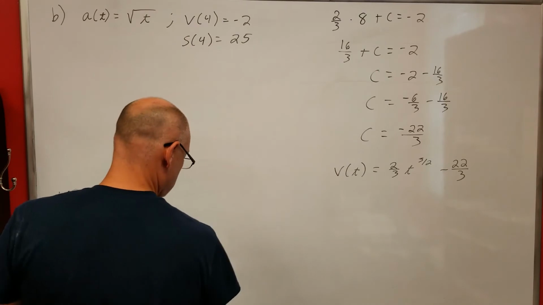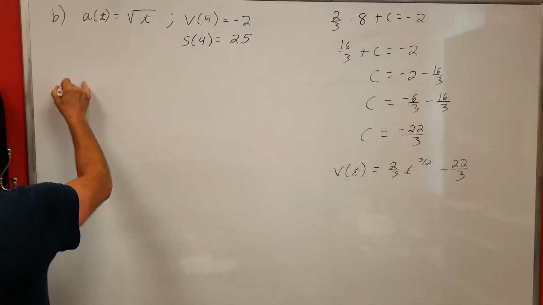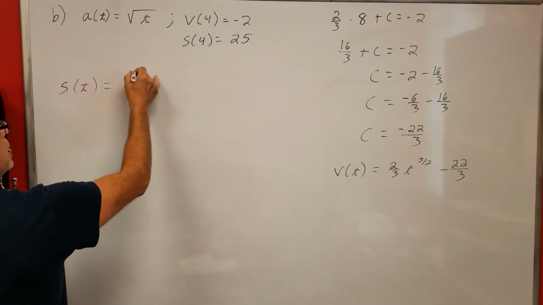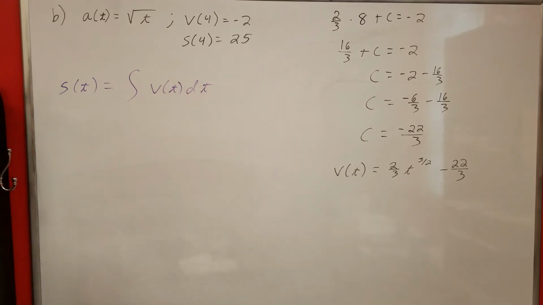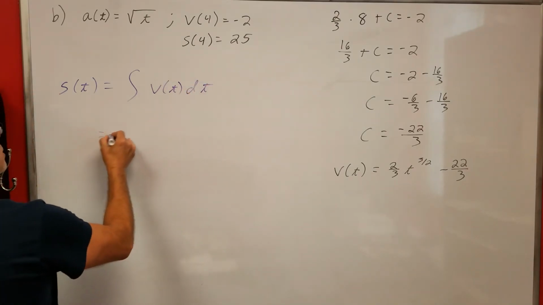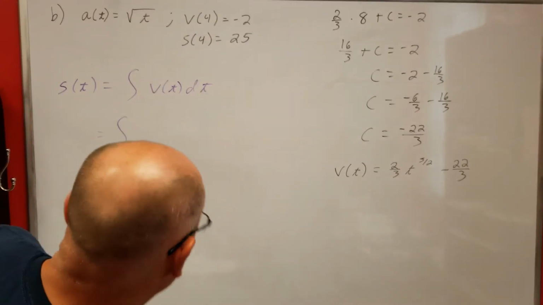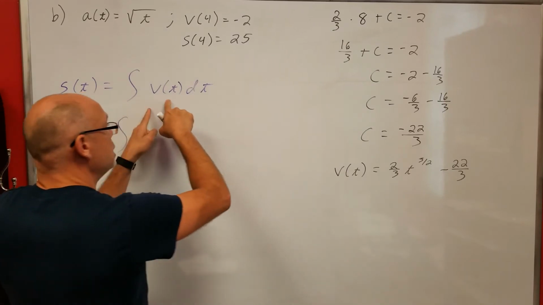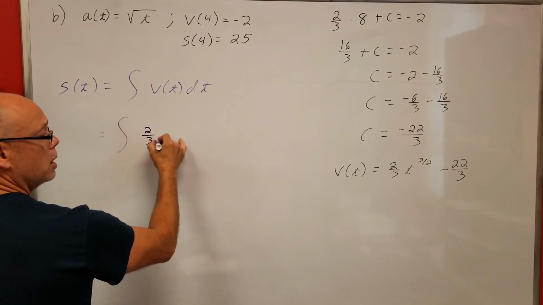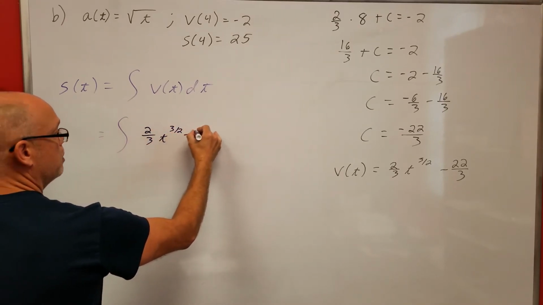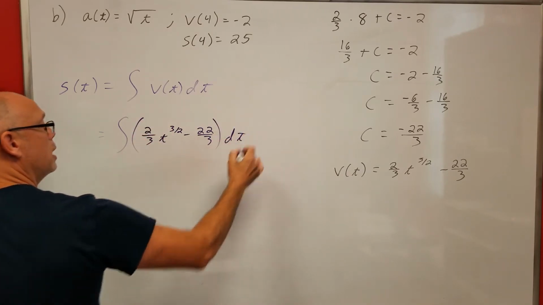How do we do so? Well, to find our position function, s of t, what we're going to do is integrate our velocity function, v of t. All right, so we have the integral of, well, my markers are drying up here. So we have the integral of v of t, which is this stuff, 2/3 t to the 3/2 minus 22/3 dt, right?